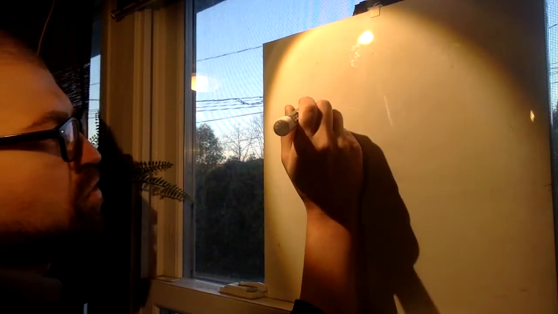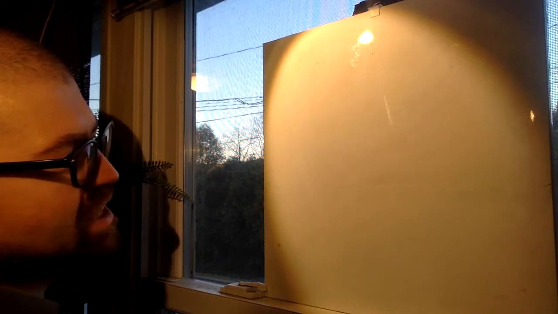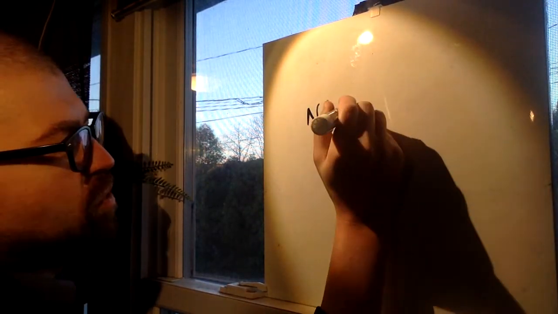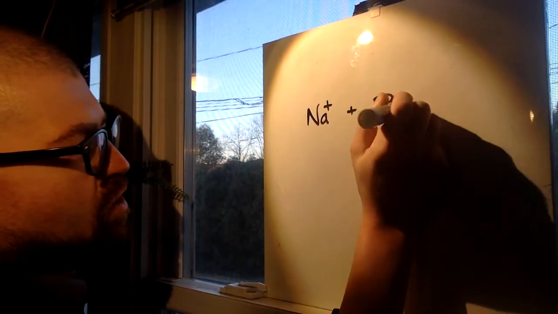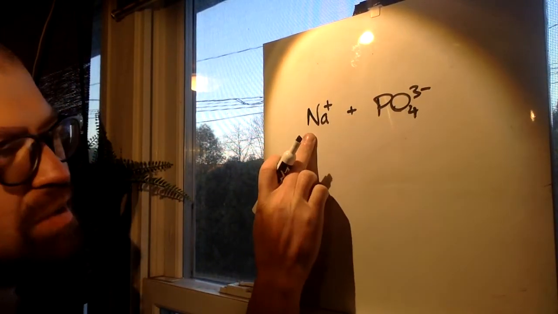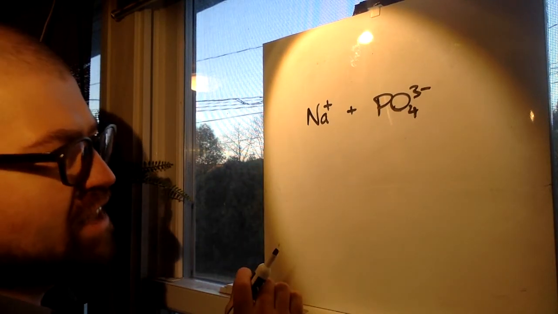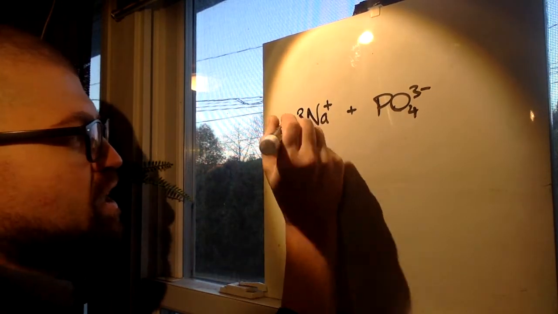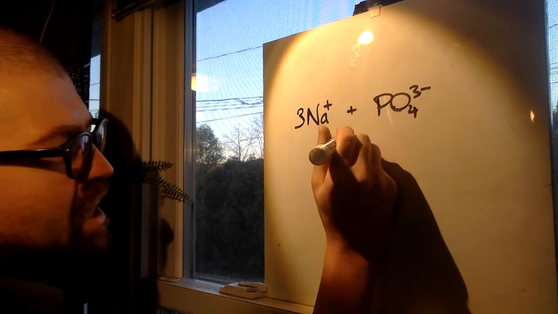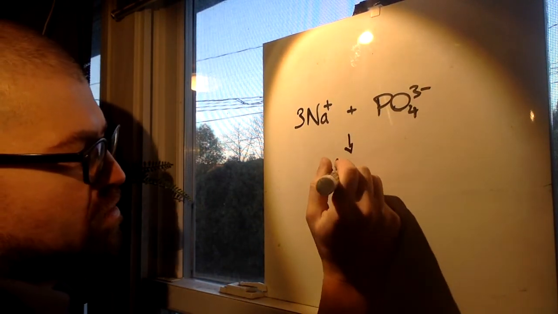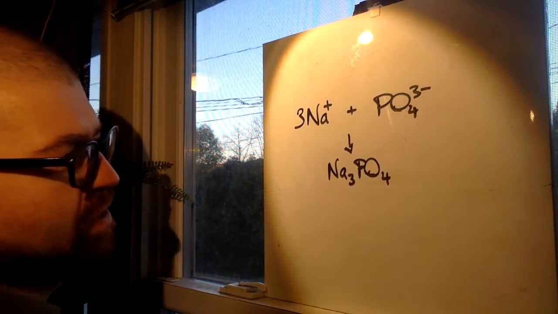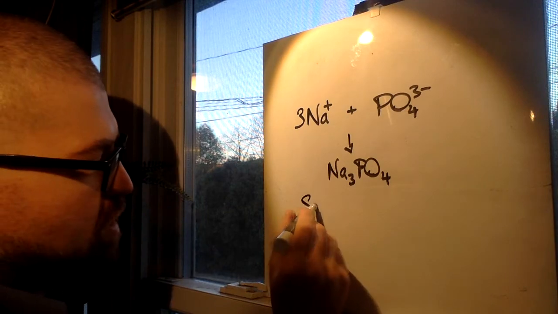Hopefully this is general review, but say we can take any ion, right, and say we want to write the formula for bringing sodium ion and phosphate ion together. Of course, there should be 3 sodium ions for every 1 phosphate, right? And so the formula correctly written is Na3PO4.